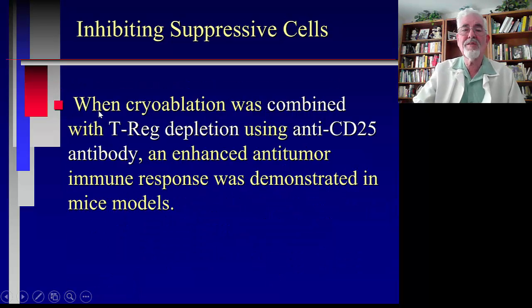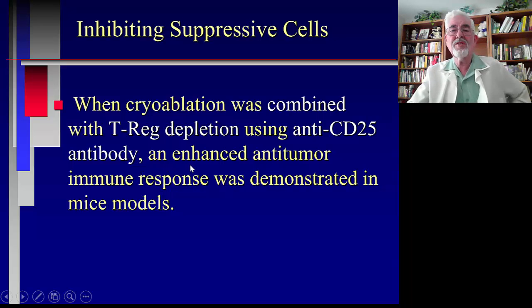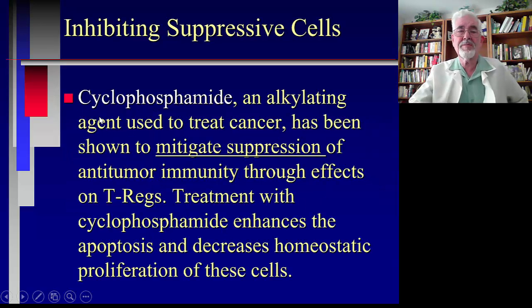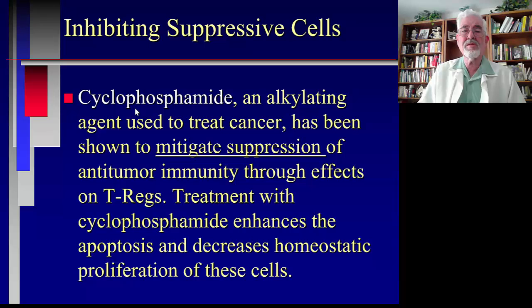And let's see here, we have one of those substances that depletes the Treg. When cryoablation was combined with Treg depletion using anti-CD25 antibody, an enhanced anti-tumor immune response was demonstrated in the mouse model. We also have another substance, cyclophosphamide. It's a very well-known weak chemotherapy used clinically, but in small doses they found out, amazingly enough, that it boosts the immune system by being anti-T regulatory cell.